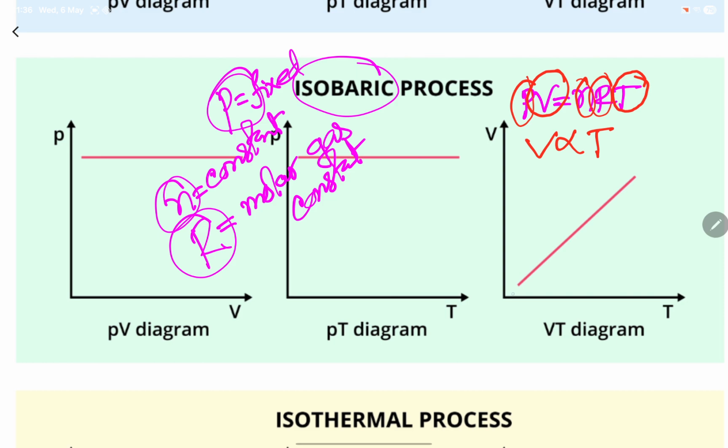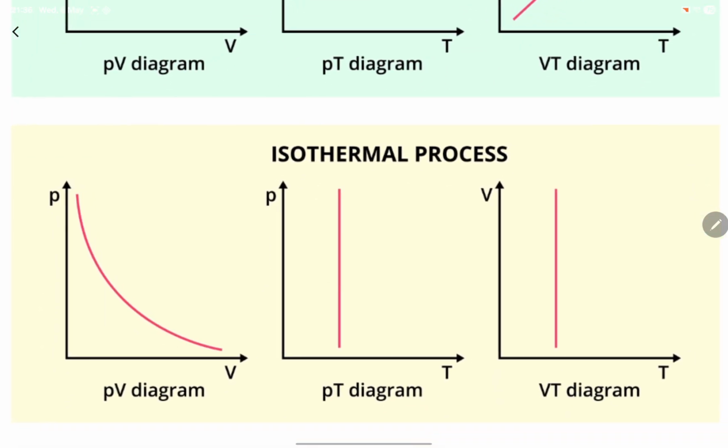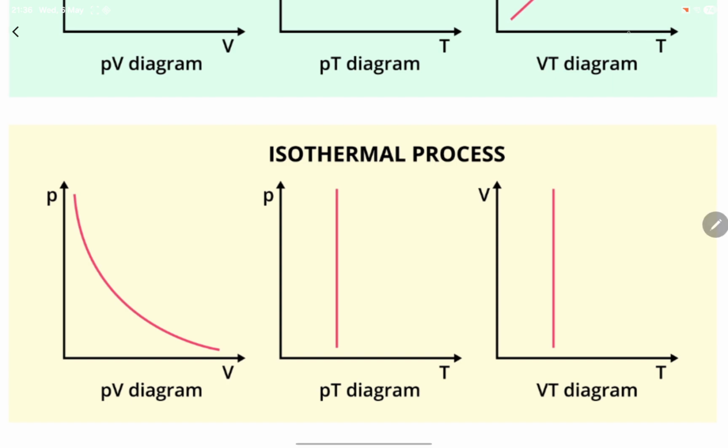So if you increase the temperature, your volume will also increase. How about if you decrease it? Your volume will also decrease. This is the nature of isobaric process. Now we will talk about our last topic today, which is isothermal process. From the name you can understand, iso means same or fixed, thermal means here temperature. So it means that my temperature is fixed.